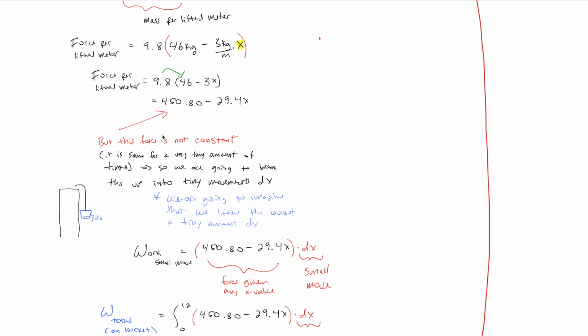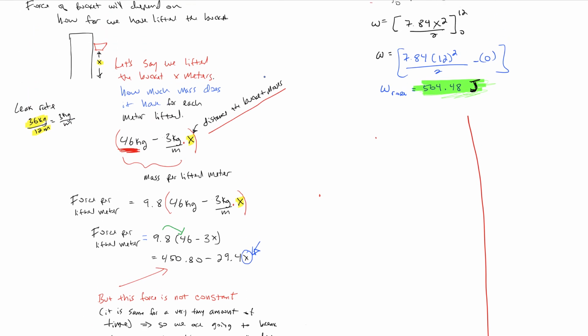Now this part's kind of confusing. This force is not constant. If you plug in x, this x represents the height that the entire bucket's gone up. So that's the height that the bucket's gone up, if you want to figure out the force at any given level.